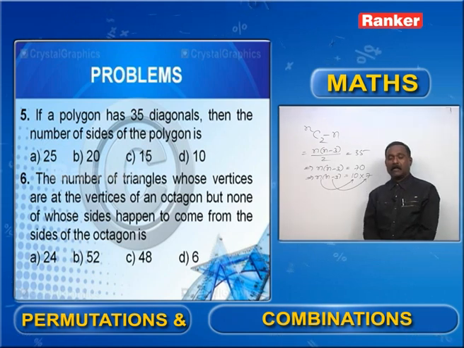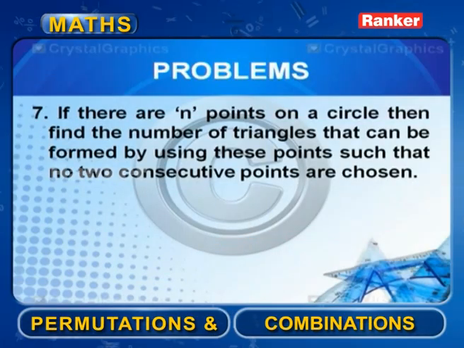Go to the next slide. Now go to this, please. If there are n points on a circle, then find the number of triangles that can be formed by using these points such that no two consecutive points are chosen. What does it mean?